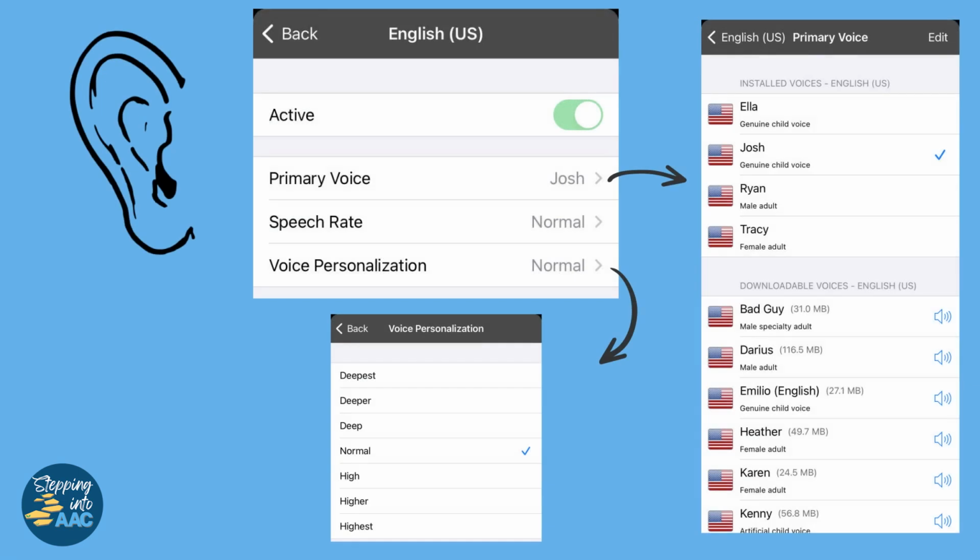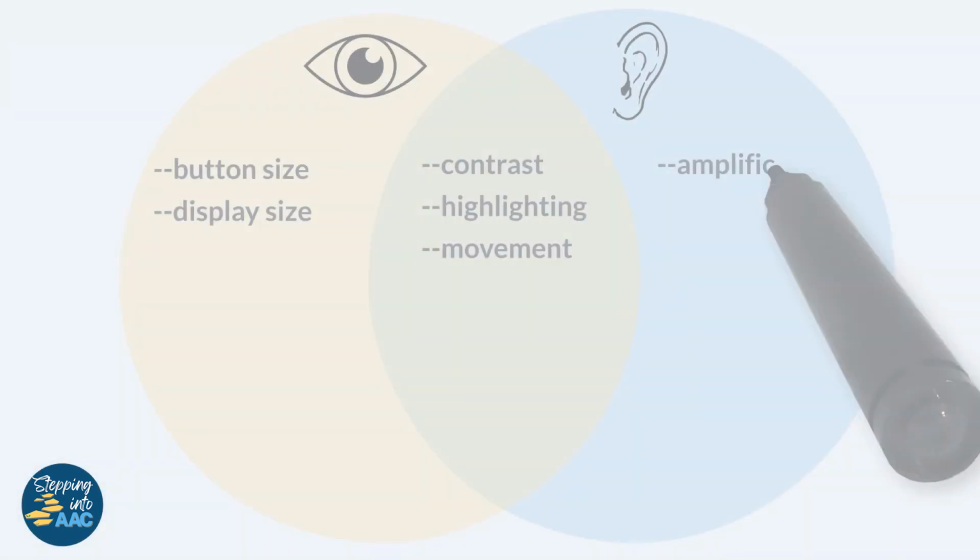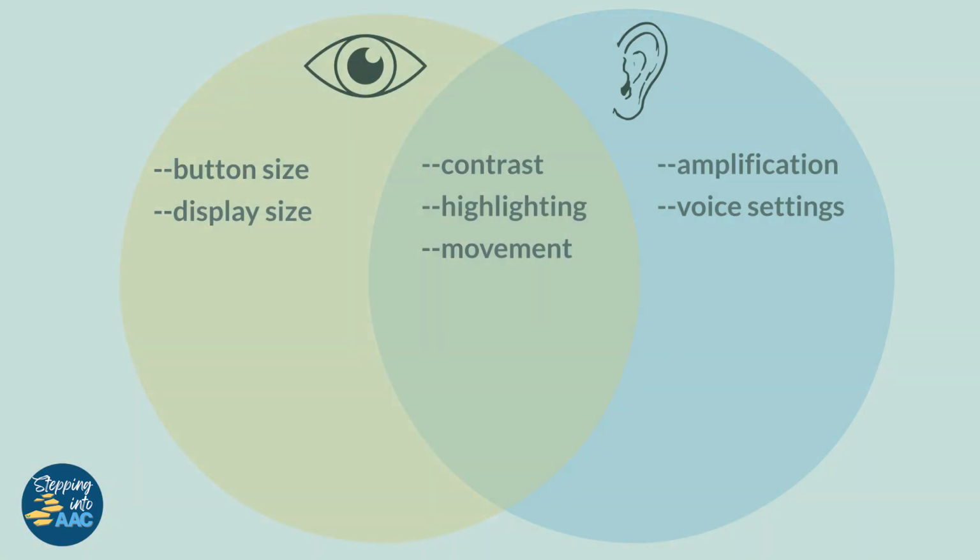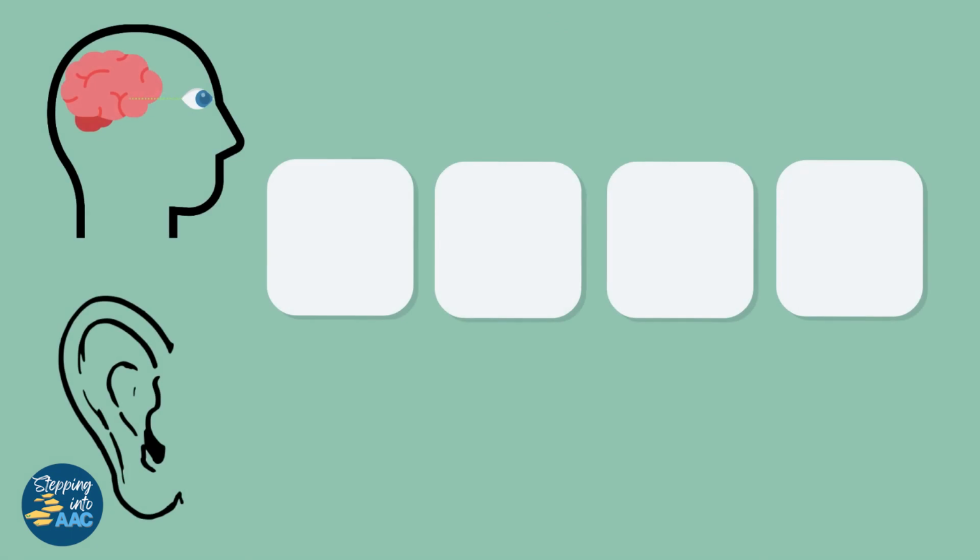Adjusting the amplification of the device may be beneficial depending on the level and type of hearing loss. Selecting a voice in the frequency range that the learner is most likely to hear is also something that can be explored. It may also be necessary to consider other sensory pathways.